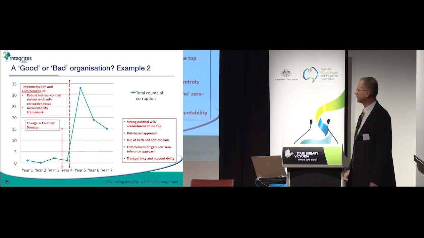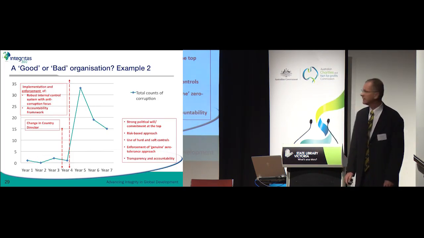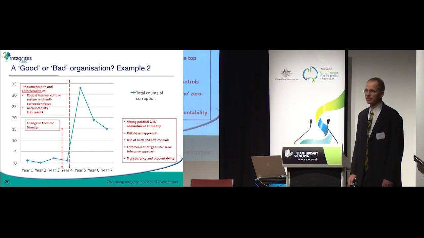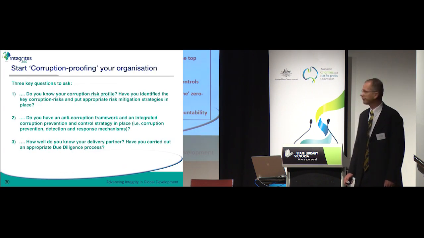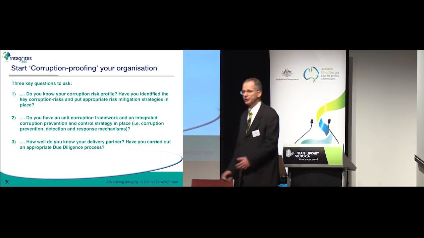a change in personnel. Strong political will commitment at the top, a risk-based approach, use of hard and soft controls, genuine enforcement of zero tolerance. Zero tolerance is zero tolerance, people. There's no such thing as a degree, and if someone stole $10 or someone stole $10,000, the result is the same. Do not implement a zero tolerance process if you don't intend to follow through on it. So start corruption proofing your organisation today.